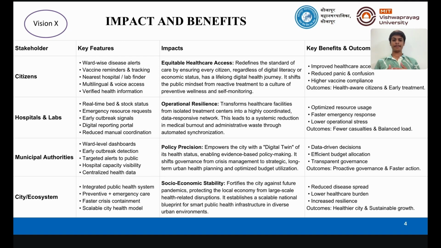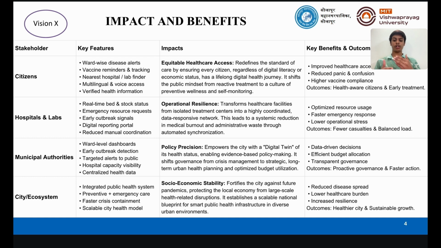Hello, I'm Jasmine and I'm explaining the impact and benefits of our topic. The first is the citizen. We provide ward-wise disease alerts, vaccination reminders, nearby hospitals and labs, and trusted health information in local language. This improves healthcare access, reduces panic, and helps people take early action. For hospitals and labs, it gives real-time bed and stock status, early outbreak signals, and digital emergency coordination. This results in faster response, better resource utilization, and reduced workload.